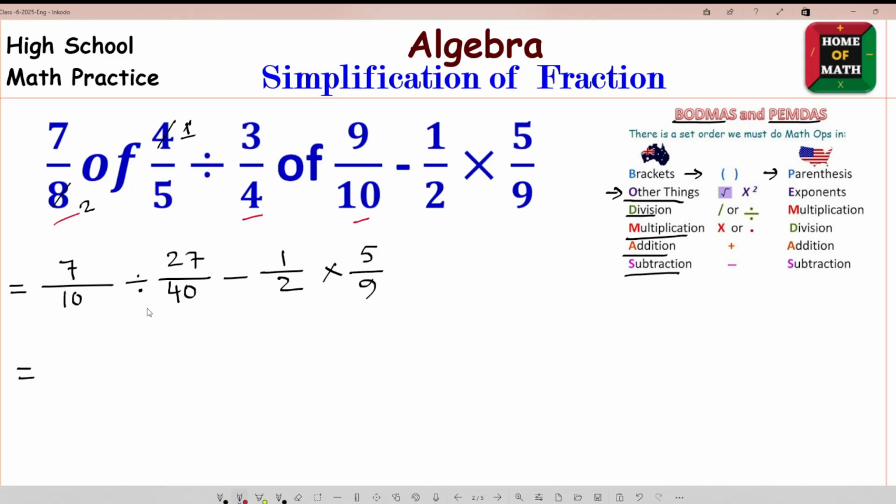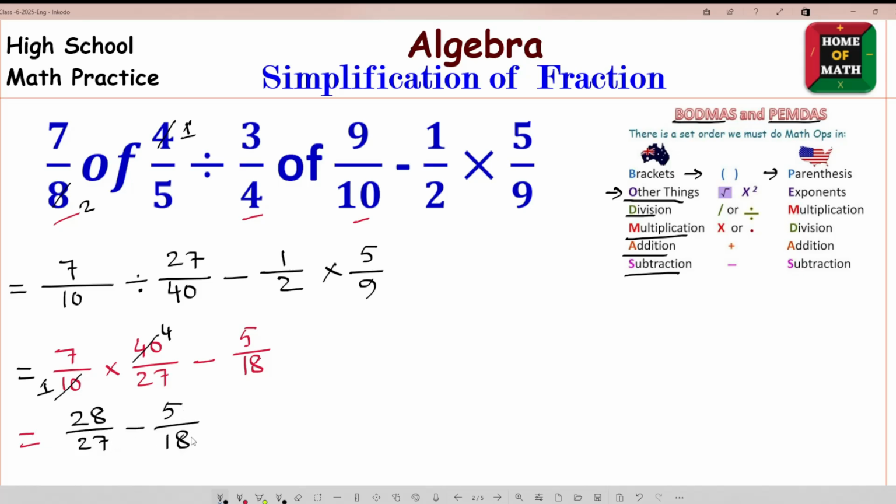So here is division. After division, the fraction will be flipped. So we can write 7/10 times 40/27, minus 5/18, because 1 times 5 is 5 and 2 times 9 is 18. Now 10 times 1 is 10 and 40 divided by 10 is 4, right? So 7 times 4 is 28 over 27 minus 5/18.